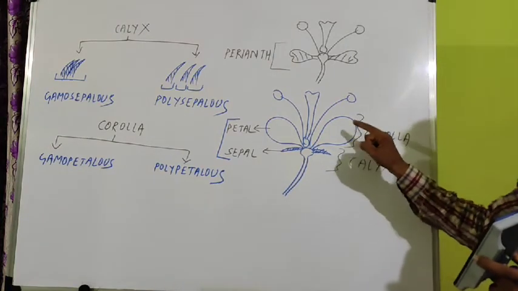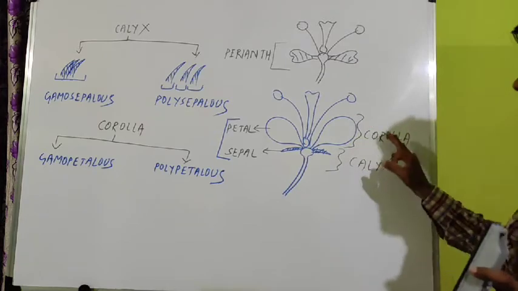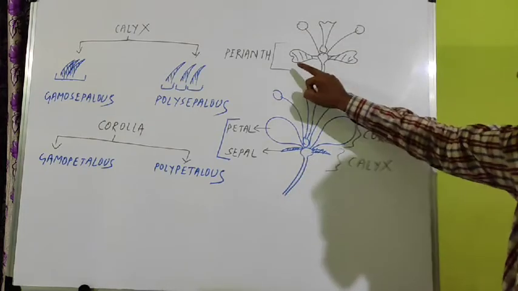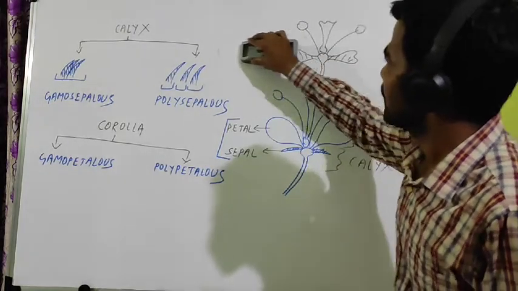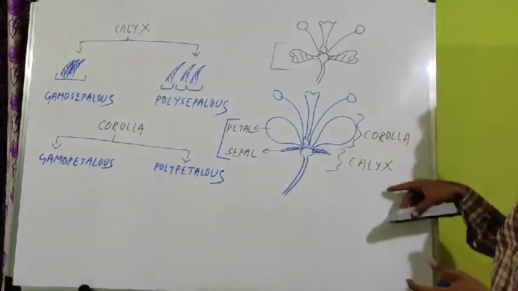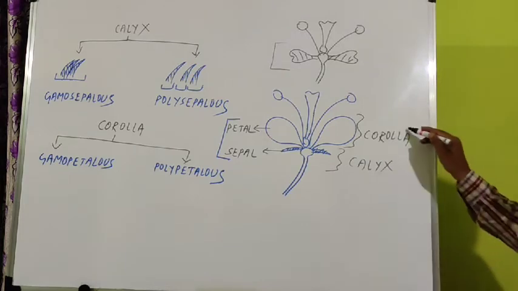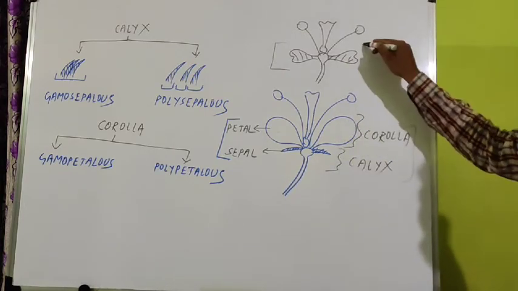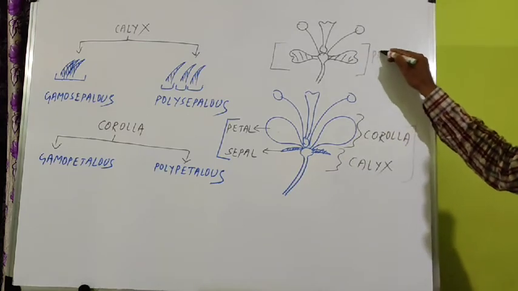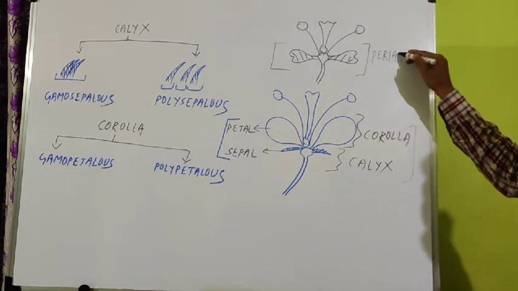When calyx and corolla are distinct, they are used as calyx and corolla separately. But when calyx and corolla are not distinct, not separate, that is called a perianth. Better I can show on this side, because I have written calyx and corolla on this side. So this structure is called a perianth.